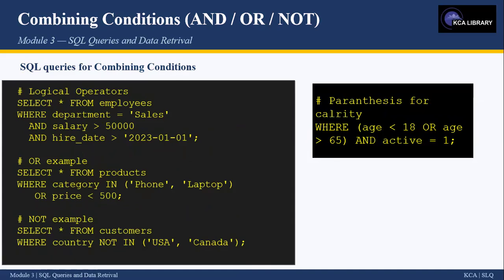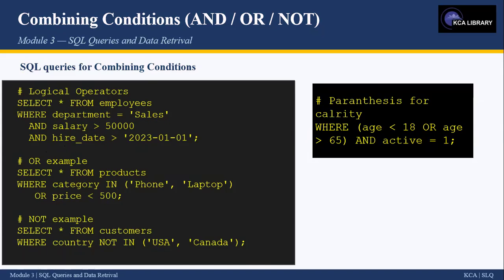Combining conditions with AND, OR, and NOT. You can combine multiple conditions using logical operators. Look at the query: SELECT * FROM employee WHERE department = 'Sales' AND salary > 50000 AND hire_date > '2023-01-01'.